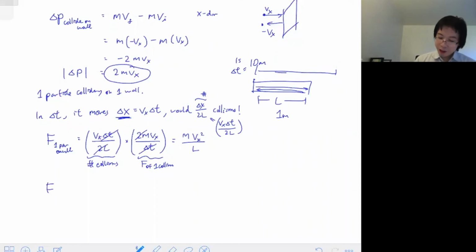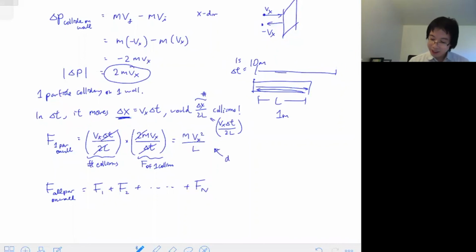So how about the total, from all particles, not just one particle, all particles on the wall? You need to take the force from one plus the force from two, and add up all of them. Now they move at different speeds, so they have different Vx for each particle. When you add these up, you need to do an average. I'll show you how you can do that.